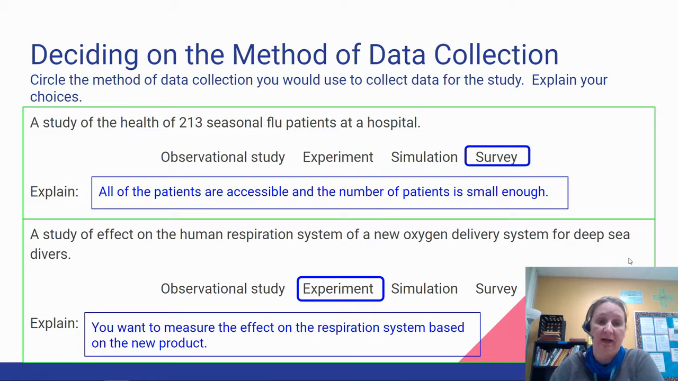They would probably have maybe 15 people actually doing the experiment, and maybe another group of people using the old system and then compare the results. So that would be an experiment. It would still use a small number of people for the sample, but you would be able to use a comparison process.